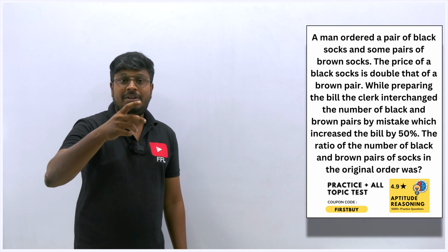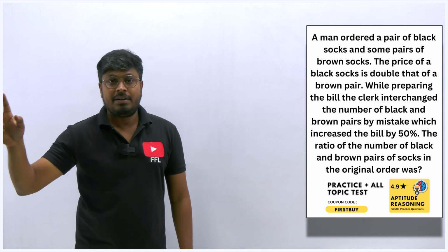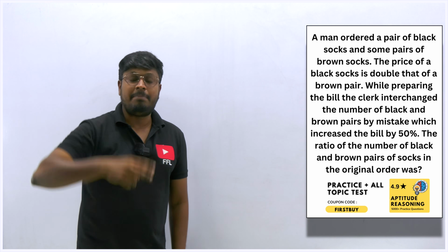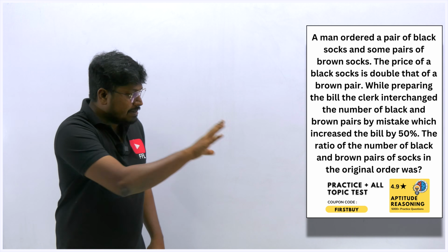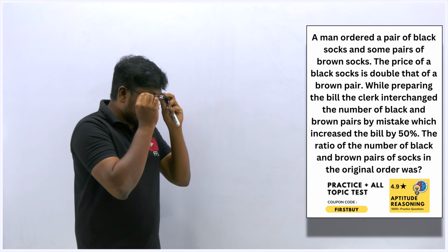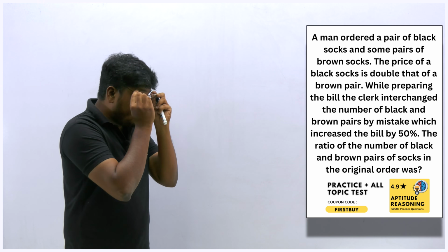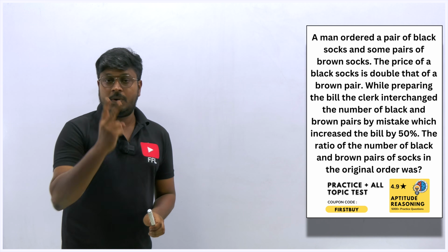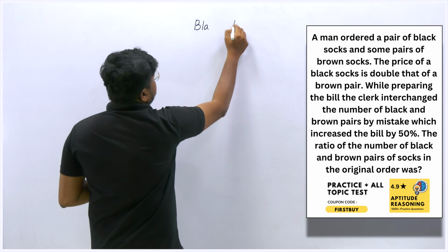So what usually they do is they interchange the bill and then some value will be given. So we have to actually change the complete data into a correct bill and then we have to solve a question. Similar concept, right? So first let's understand the simple logic here. What they are saying: a man ordered 4 pair of black socks. So totally there are 2 socks, one is black and second is brown, right?